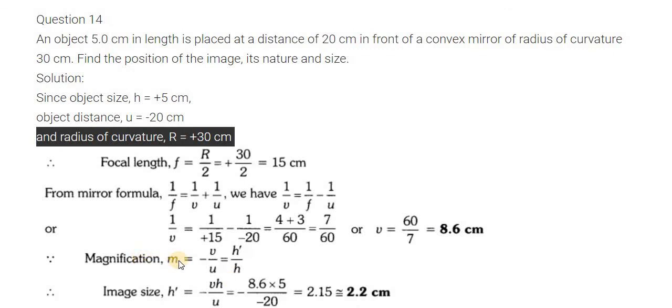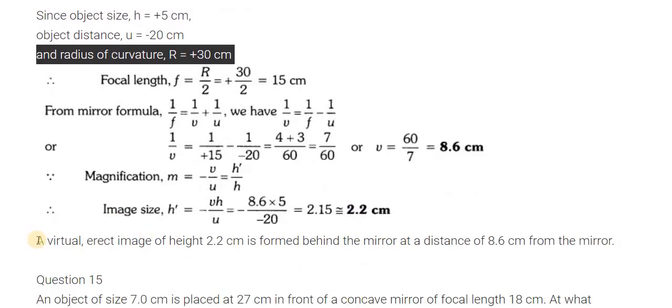Now as we have the magnification formula, m is equal to minus v divided by u is equal to h dash divided by h. So h dash is equal to v h divided by u. v is equal to 8.6 and h, the object height, is 5, and u, the distance of the object, is minus 20. So it is equal to 2.15. So approximately we can consider it 2.2 centimeter.